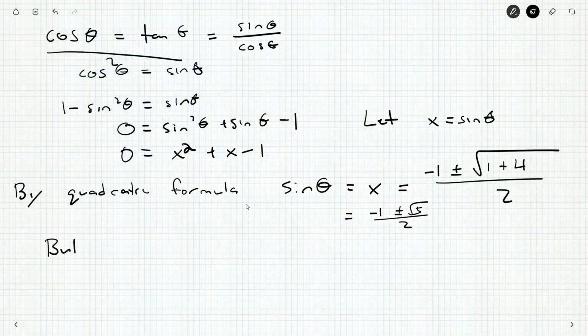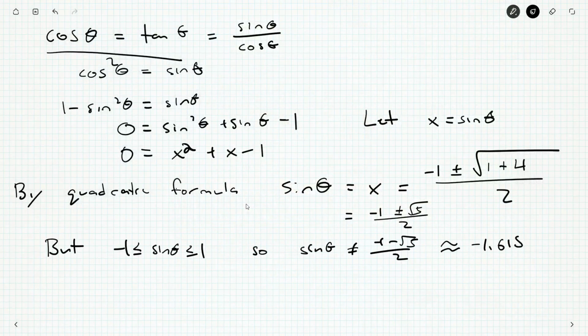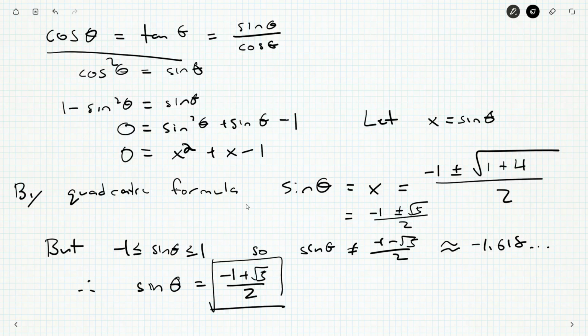So we'd say negative 1 is less than or equal to sine theta, which is less than or equal to 1. So sine theta can't be negative 1 minus root 5 all over 2, because that is approximately negative 1.618. It's the negative version of the golden ratio, for people who like that sort of stuff. So the only possible value for sine theta here is negative 1 plus root 5 over 2. And we're going to keep it as an exact answer. We could write that this is 0.618 and so forth, but we don't need to, because they did say exact answers.